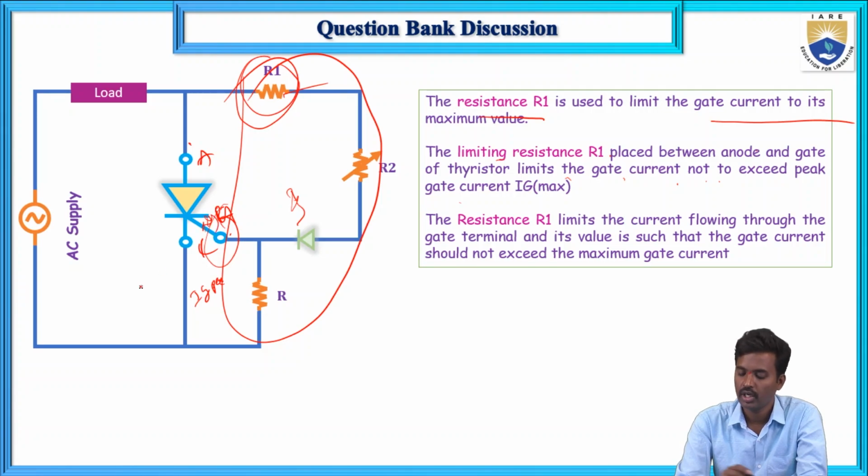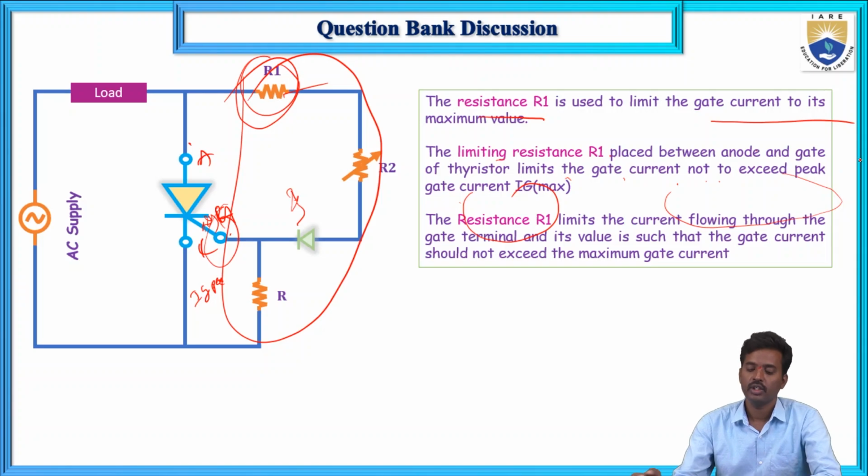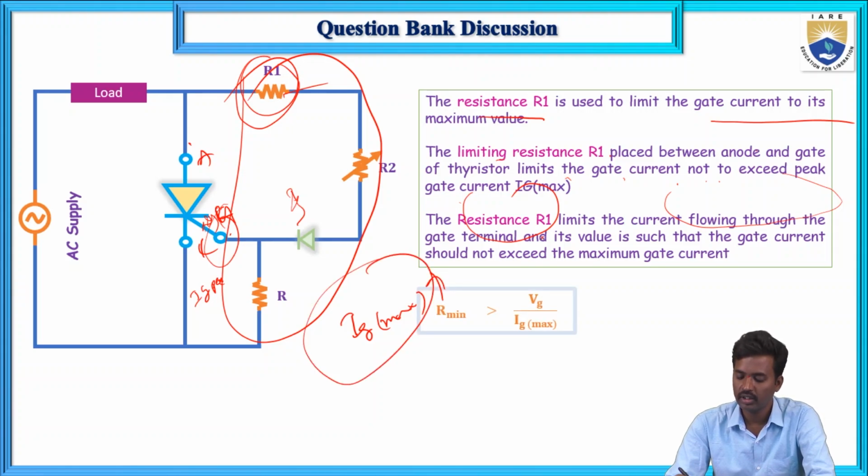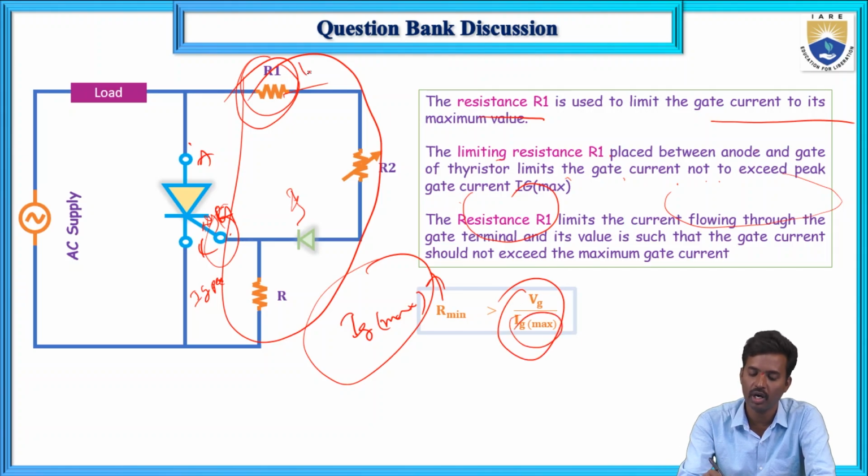It will limit. And next, there is a resistance that limits the current flowing through the gate terminal, and its value is such that the gate current should not exceed the maximum. So if the gate current is IG, R1 will limit the maximum value of the gate current, and that is R minimum equals VG by IG maximum. So this R minimum equals VG by IG maximum.